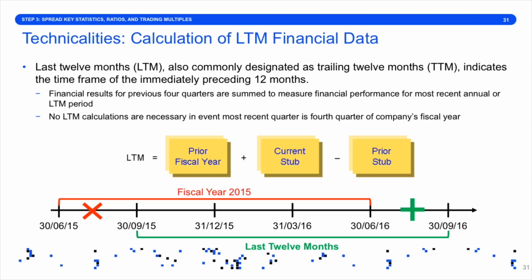Now, let's assume that we have a company, okay? An Australian company who has the financial statement every June.